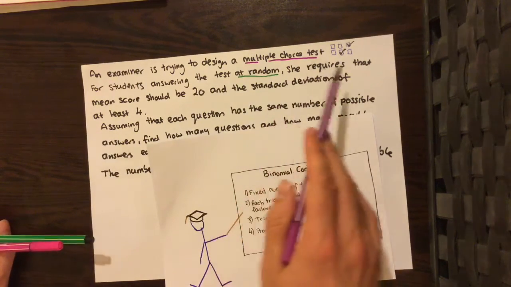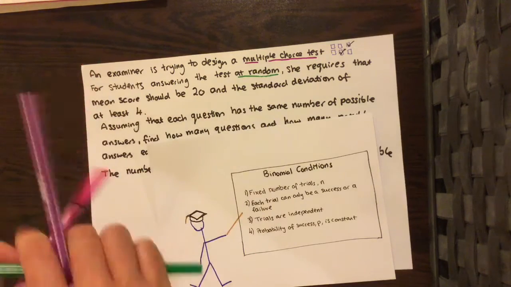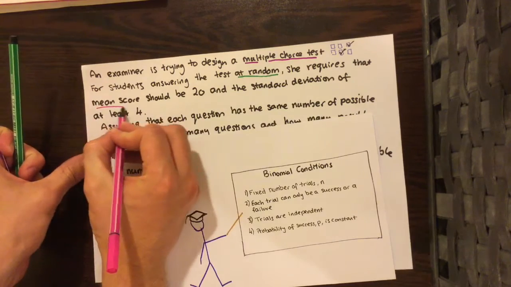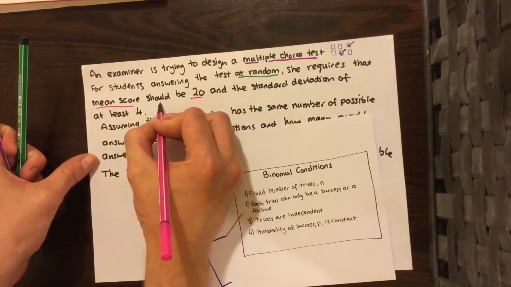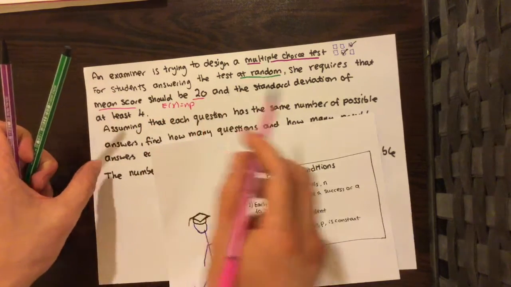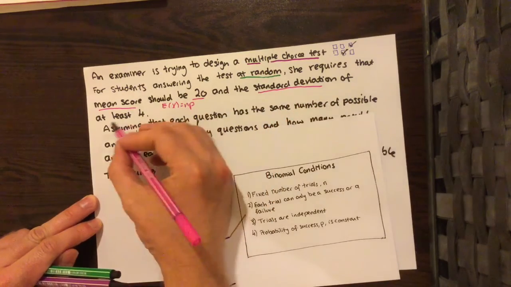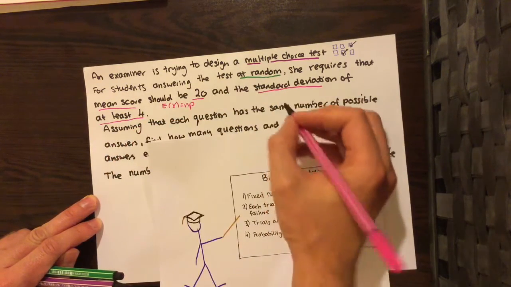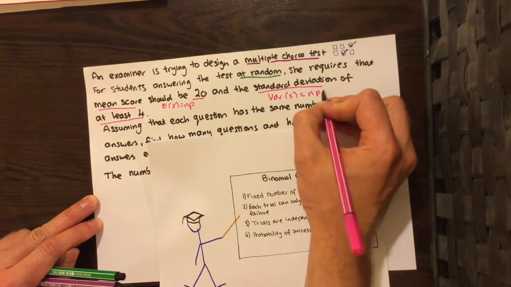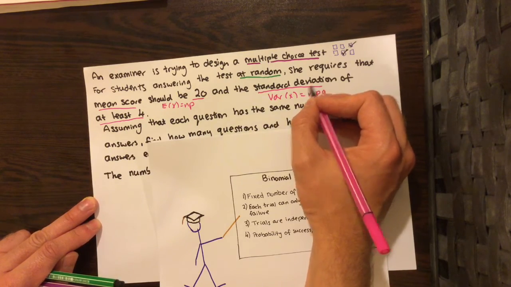Now, the examiner requires that the mean score should be 20. That's useful to remember for later on. Let's just underline this: the mean score is 20. Remember, our mean is going to be np. And the standard deviation of at least 4. So remember, the variance is our formula. This is our standard deviation, and the standard deviation is the square root of the variance.